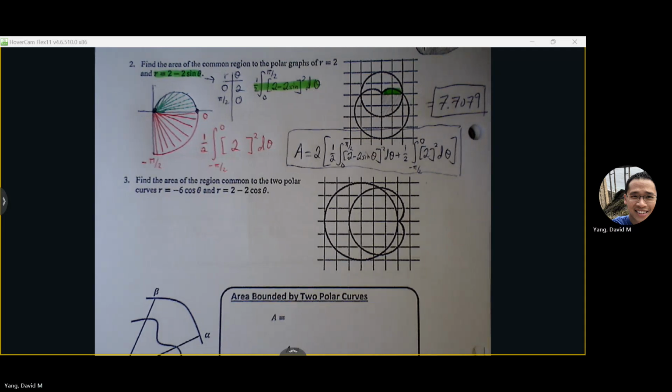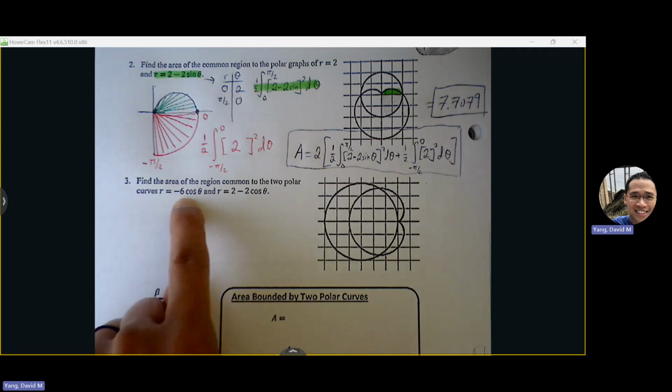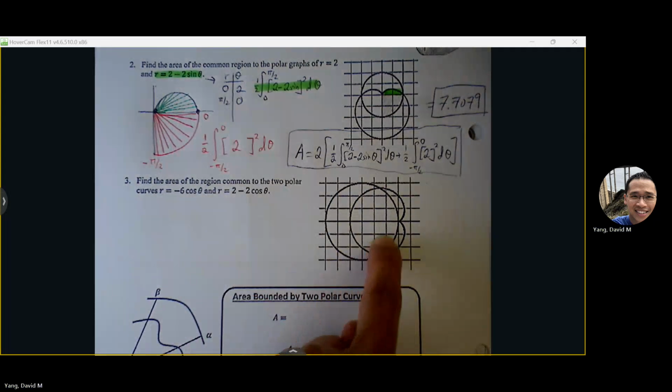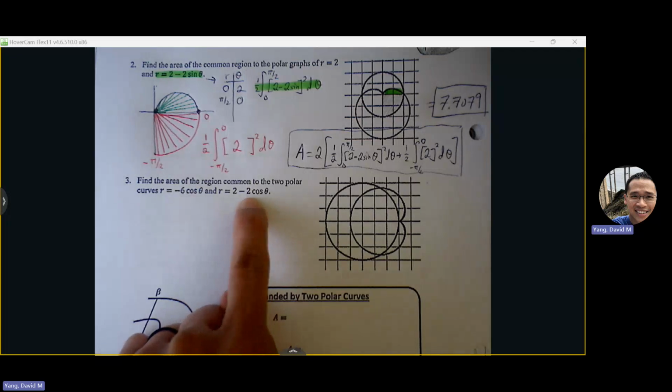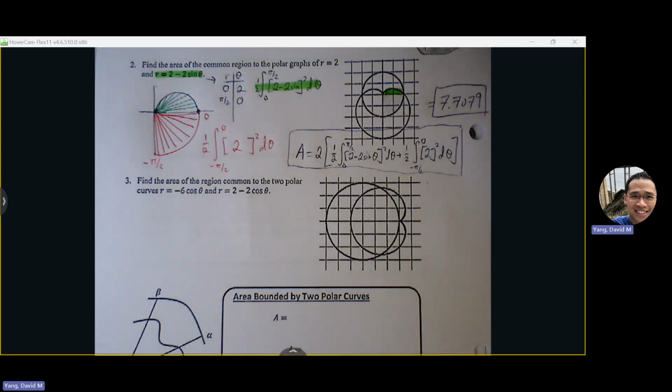All right. Number 3. Find the area of the region common to two polar curves. You've got r equals negative 6 cosine theta. You know that's a circle, so that's going to be the one here. And then you have 2 minus 2 cosine theta. With this setup, you know it's going to be a cardioid, the heart-shaped graph there.